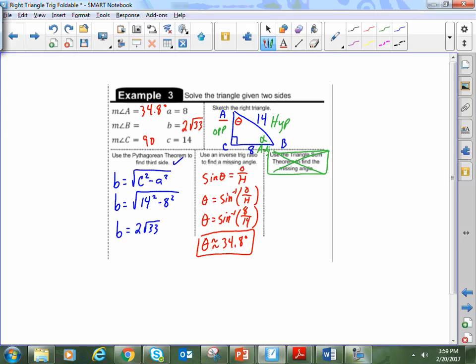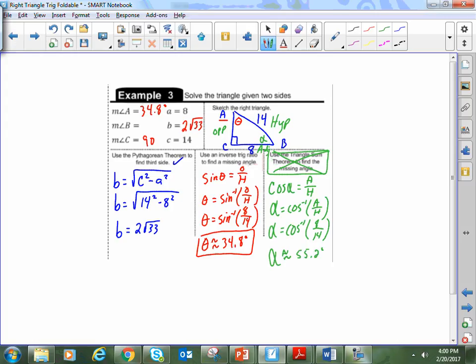So from angle B, we have the adjacent side and we have the hypotenuse. Adjacent and hypotenuse tells me I'm going to use cosine. Cosine of alpha is equal to the adjacent side over the hypotenuse. Because we are looking for an angle, alpha is equal to the inverse cosine of the adjacent side over the hypotenuse. Now we can substitute. Alpha is equal to the inverse cosine of 8 over 14.